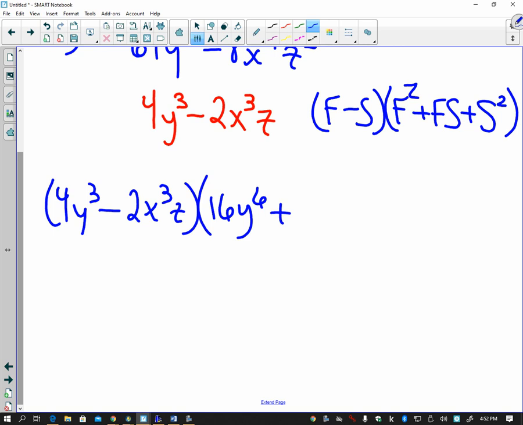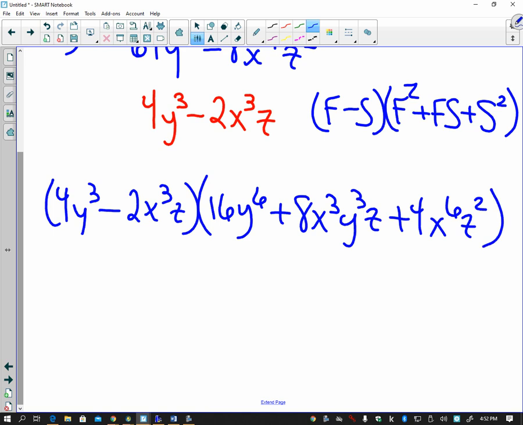plus, just like our formula shows, f times s. So 4 times 2, not 4 times negative 2, but 4 times 2 is 8. They don't share any common variables, so we just bring them all across. We can do x cubed, y cubed, z, plus s squared, which is 2 squared is 4. X to the 3rd squared, so that's 3 times 2 is 6. And then finally z squared.